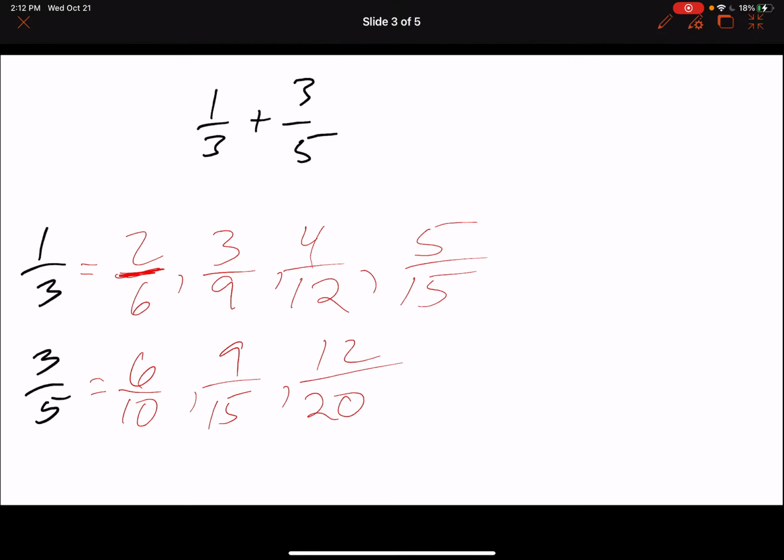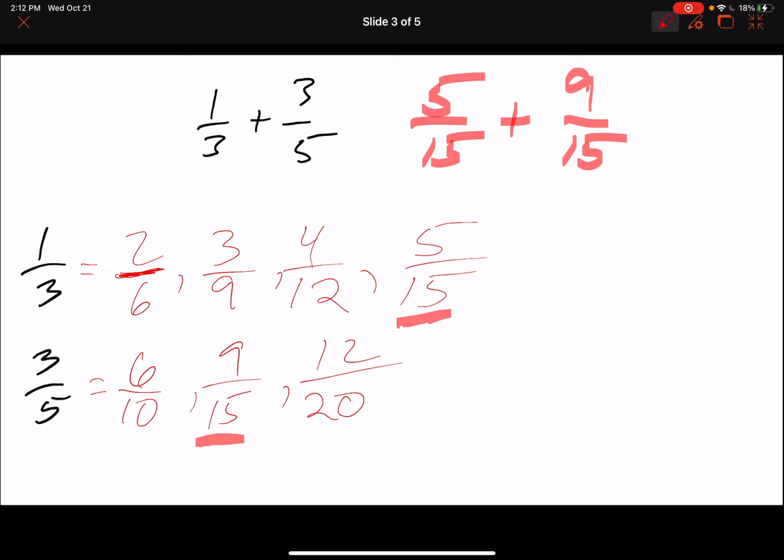All right, so we found the multiple in the denominator that is common, right? The lowest common multiple in the denominator. And now we can add them. So what does this look like? Well, 1/3 can now be written as 5/15 because they're equivalent. And I can write 3/5 as 9/15 because they are equivalent. Okay, and now I'm going to add them. So 15 stays the same, and then 9 plus 5 is 14.